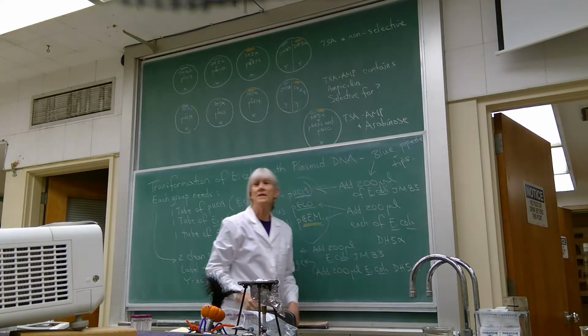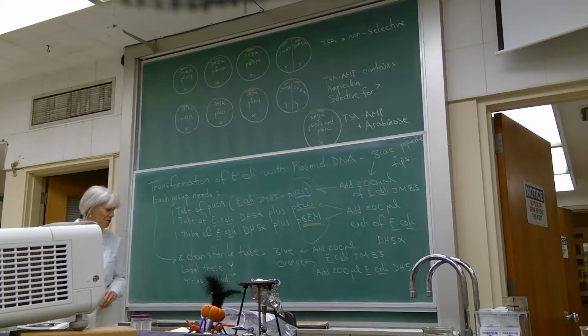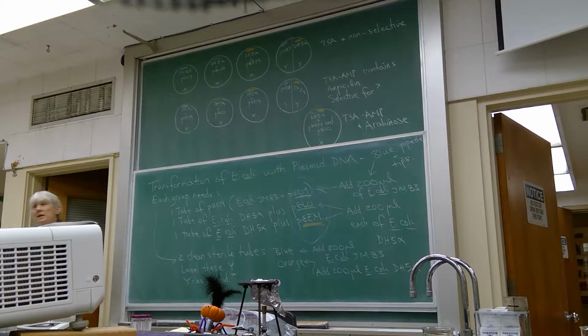Please remember, don't leave tip boxes open. So basically what you're doing is putting the competent cells in with the plasmid, and then some competent cells are going into tubes that are not containing plasmids, they're just empty tubes.